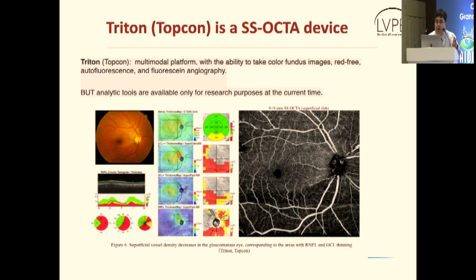Now, coming to Triton, Triton gives you an advantage that it also adds color fundus imaging, red free and autofluorescence, and in some models fluorescein angiography along with the SS-OCTA device. And it's a swept source. So swept source means a deeper penetration. You tend to evaluate the choroidal vasculature a little better, choroidal thickness a little better with the SS-OCTA system.